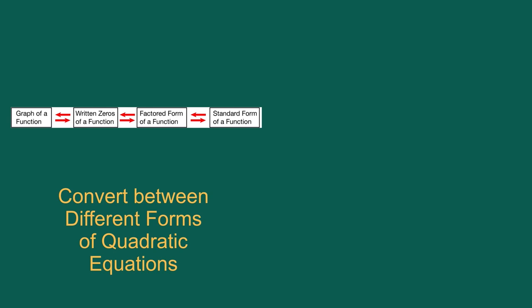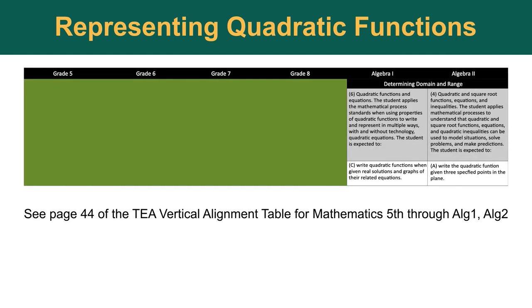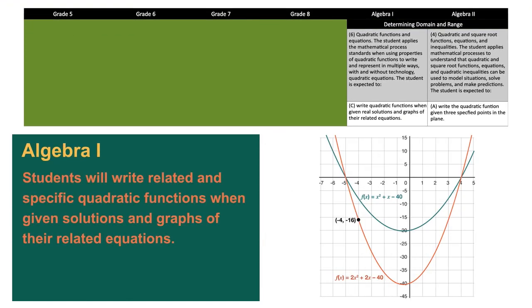In addition, students will solve quadratic equations using the factored form. Let's take a look at the vertical alignment for representing quadratic functions in 6C to understand better what students will master in this unit and beyond. In Algebra 1, students will write quadratic functions when given real solutions and graphs of their related equations.